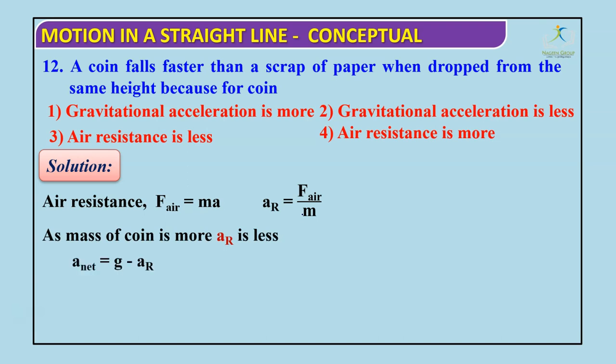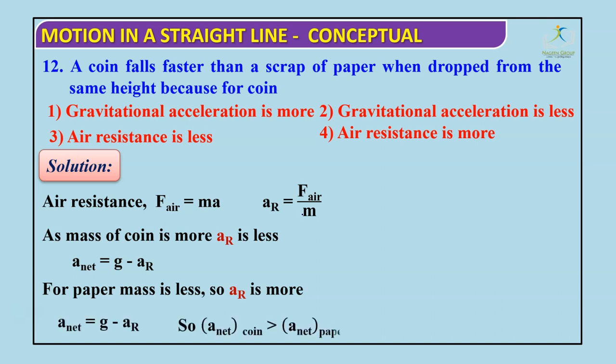So as the mass of the coin is more, a_air is less. So a_net is equal to g minus a_air. For paper, mass is less, so a_air is more, and a_net is equal to g minus a_air. So a_net of the coin is greater than a_net of the paper. For that, the correct option is 3.